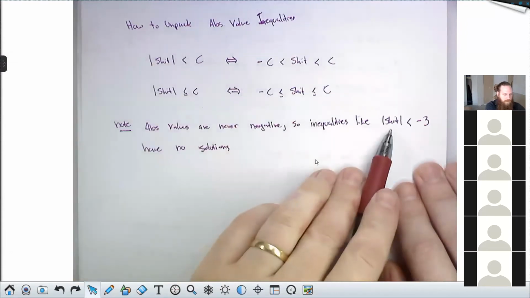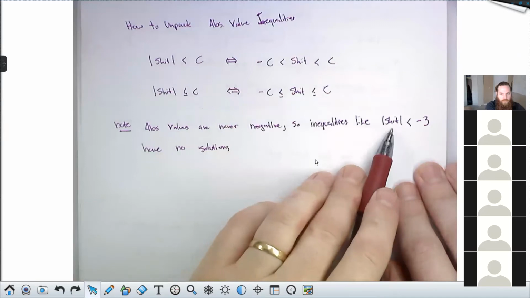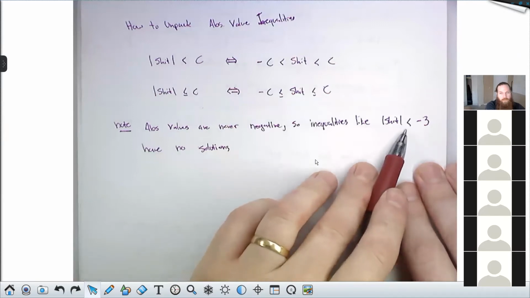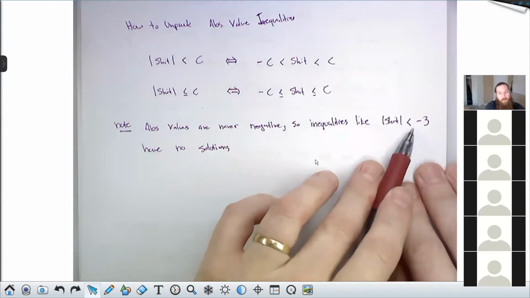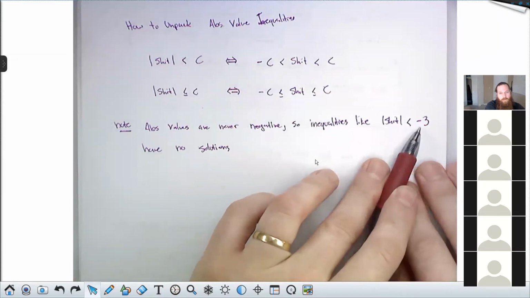Because there's nothing that you can take the absolute value of to get something smaller than -3. Because if you're smaller than -3, you're negative.